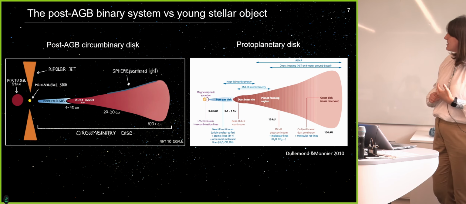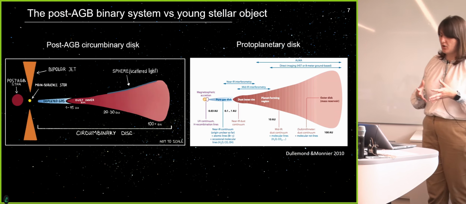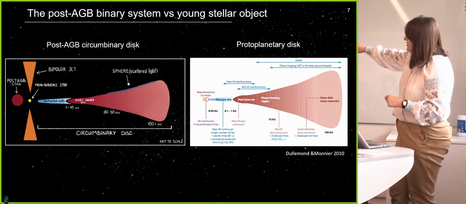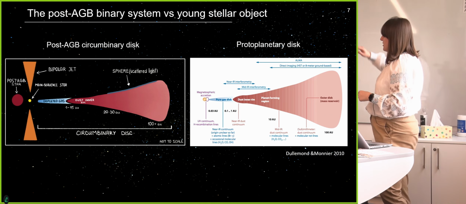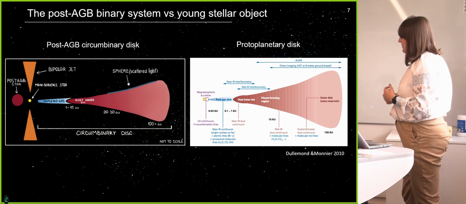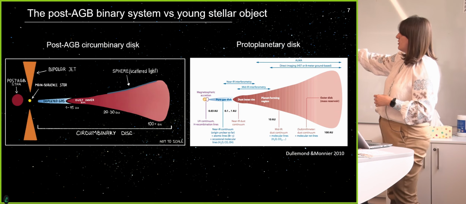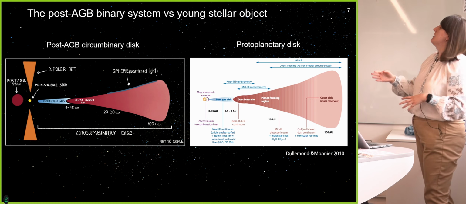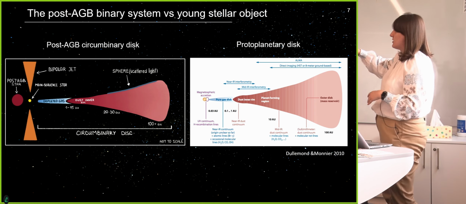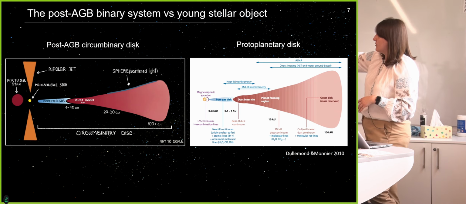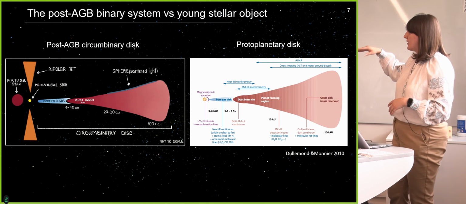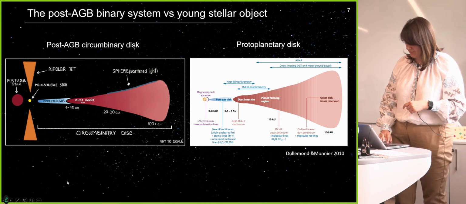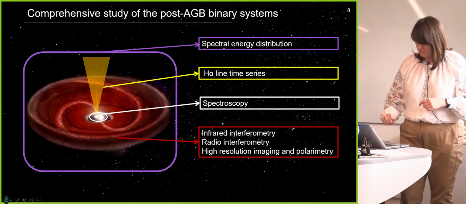If we compare this system to a representation of a protoplanetary disk around a young stellar object, and here on the right you see the schematic from the Dullemond and Monnier paper from 2010, you see that the structure in general is very similar. However, the luminosity of a post-AGB star is much higher, so the scale of the disk is different. So the disk in an evolved system is located further away from the binary than is common for young stellar objects.